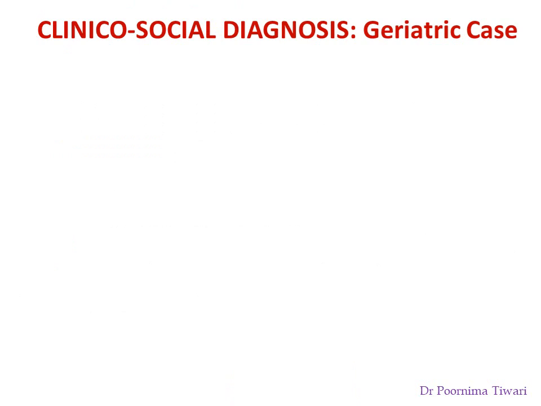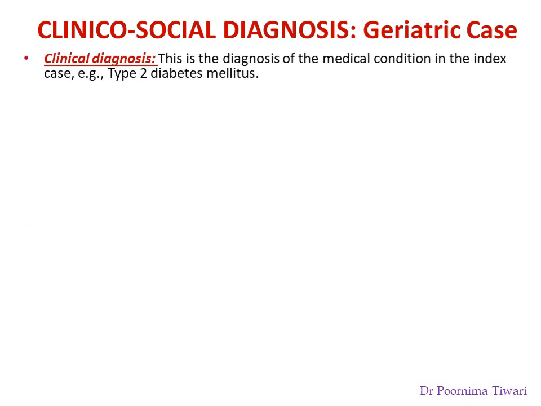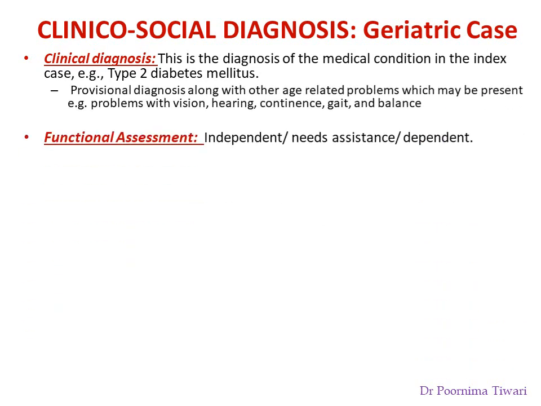And then in the light of the identification family data, the physical biological environment of the case and history and examination, we make the clinico-social diagnosis of the geriatric case. The clinico-social diagnosis includes clinical diagnosis, which includes the provisional diagnosis and the functional assessment. The clinical diagnosis is the diagnosis of the medical condition in the index case, for example, type 2 diabetes mellitus.